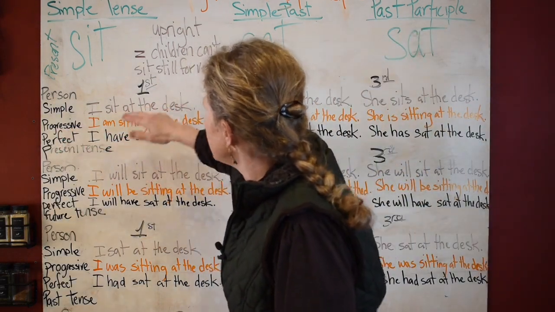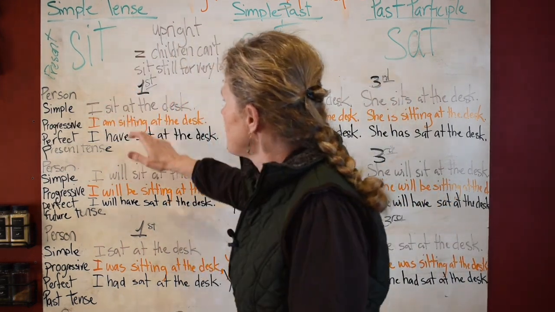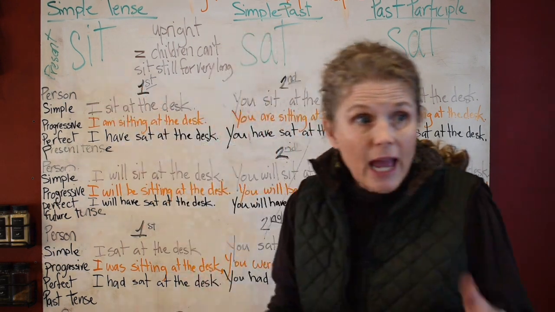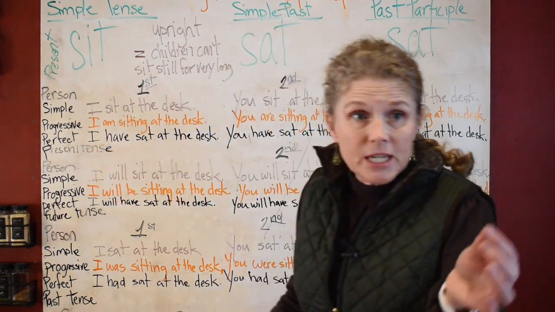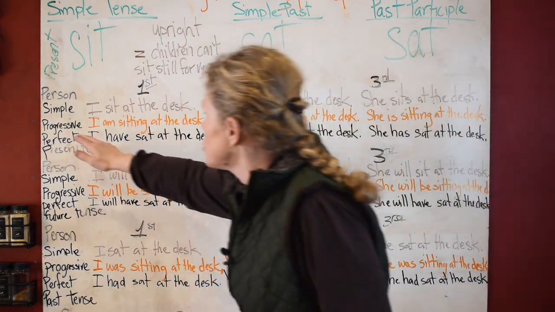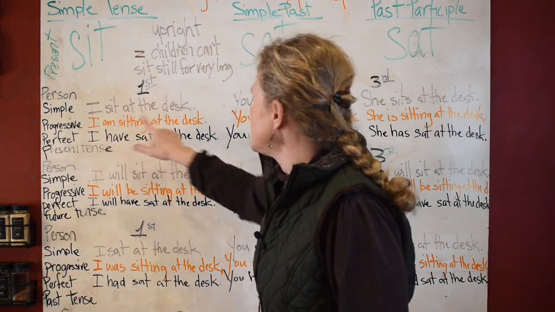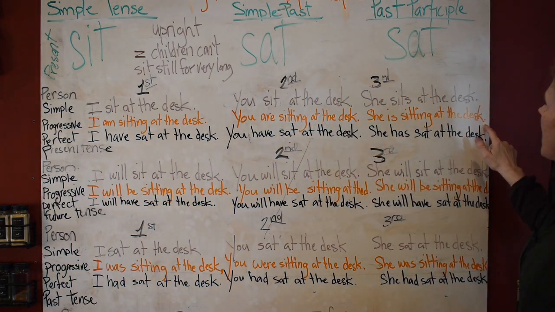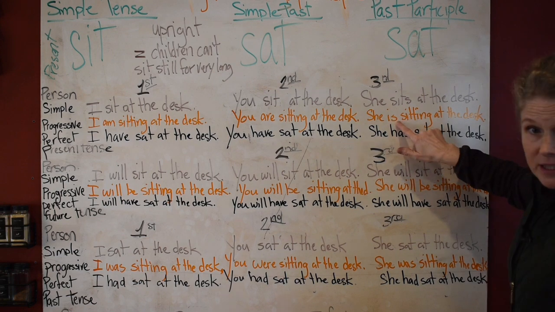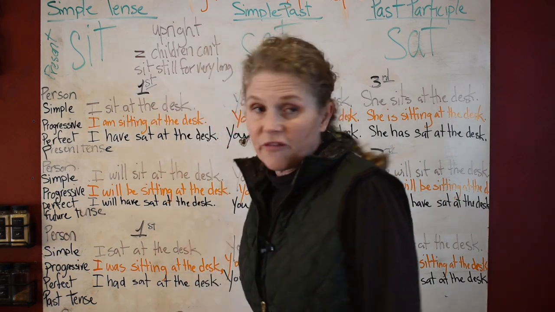Now look, progressive. I am sitting at the desk. Think of your simple tense, sit, and then you're going to add on your ing. Consonant, vowel, consonant, double the T and add on your ing. So remember, progressive. Singular takes the singular verb. I am sitting at the desk. You are sitting at the desk. She is sitting at the desk. Singular takes the singular verb. Is goes with third person. Am goes with first person.